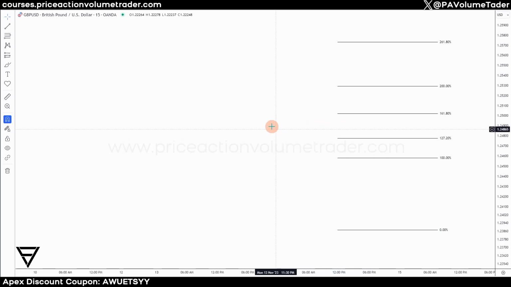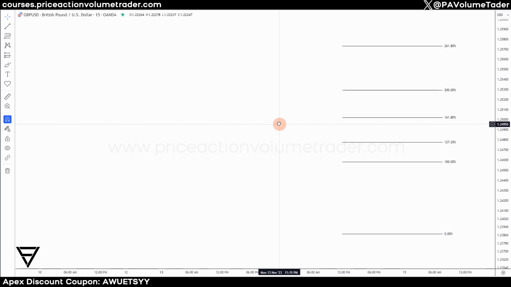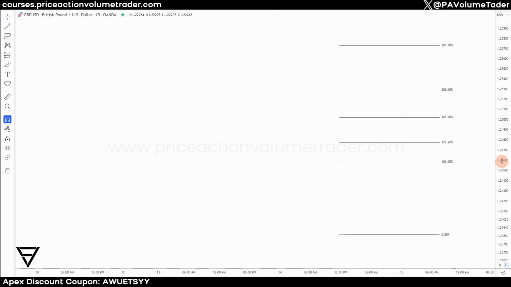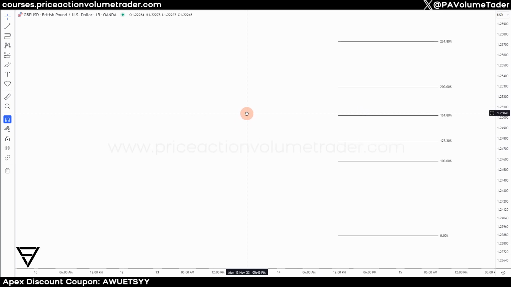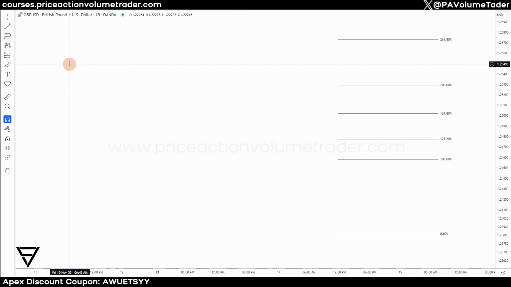So today I want to talk about something that I use in confluence in my trading, and that is the Fibonacci extensions when it comes to a trendline breakout or a breakdown. This is a pretty simple thing that I use. As you can see right here on the right side, we have a Fibonacci extension. What do we mean by extension?